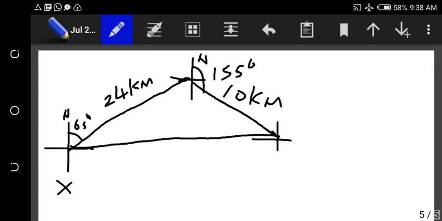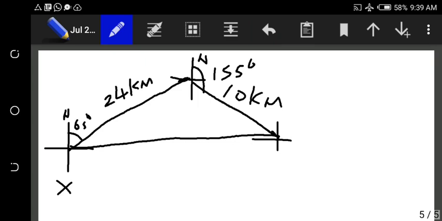So we have interpreted the problem. The boat sailed from point X on a bearing of 065 degrees for 12 kilometers. So from here you move up to this point, then there you have another north line. From there the boat made a turn of 155 degrees and then sailed down 10 kilometers to a point here. Then we're looking for the distance between that point and the point of origin, X, where the boat set out initially. That is how we come about this diagram.